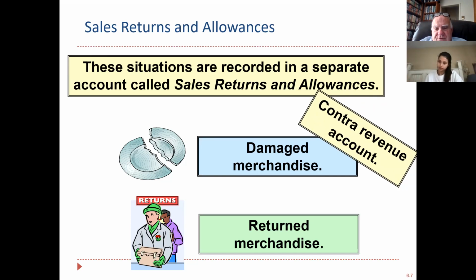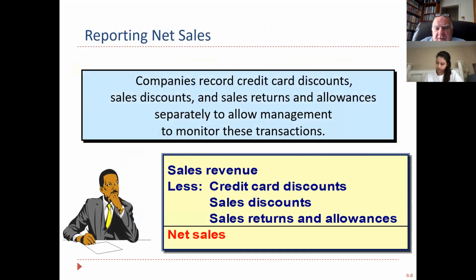Contra revenue accounts. Look at your formula here. This is the start of our new income statement. Companies record credit card discounts, sales discounts, and sales returns and allowances separately to allow management to monitor these transactions. If we debited sales directly and did not use these contra accounts, you would have a whole jumble in that sales number. You would have no idea how the sales number moved, how much you were losing to people returning things, how much credit card discounts are hurting you.